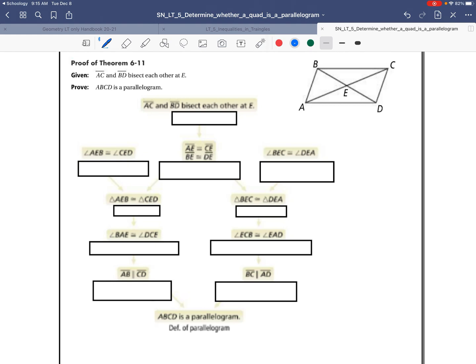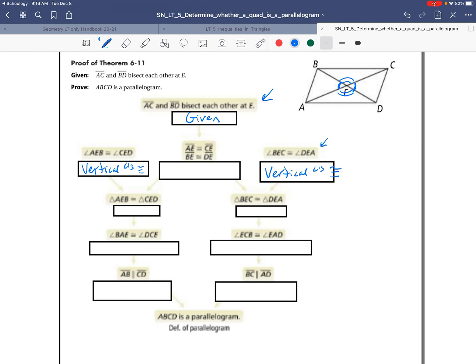So what we're going to start off with in our given is that AC and BD bisect each other at E. You can see that written right here, so this is going to be given. Now, bisecting each other means angle AEB, this angle, CED, this angle. Why would those angles be congruent? Vertical angles congruent. And notice over here, BEC, this angle, is congruent to this angle, also vertical angles congruent.